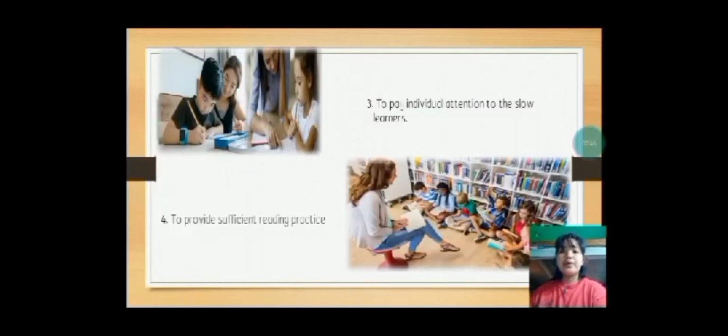Next is to pay individual attention to the slow learners. So as a teacher, it is our responsibility to teach them individually when they do not understand or when they can't answer a task. For example, in math, we can teach them individually in solving. Number 4 is to provide sufficient reading practice. So, as a teacher, it is our responsibility to know if our students know how to read.